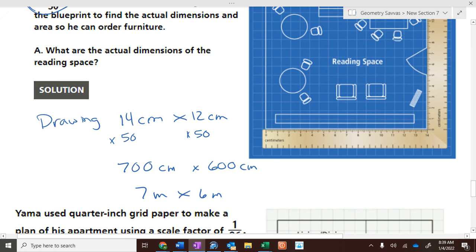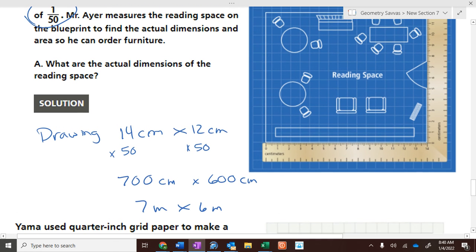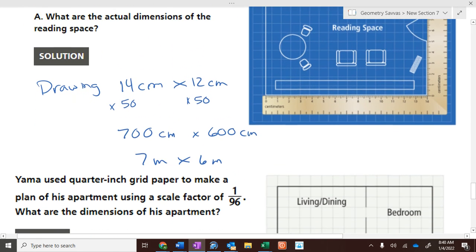If we think of a meter as about the same as a yard, that would be 7 yards by 6 yards, or 21 feet by 12 feet. Or not 12, 21 feet by 18 feet, which is a decent sized room. Okay.